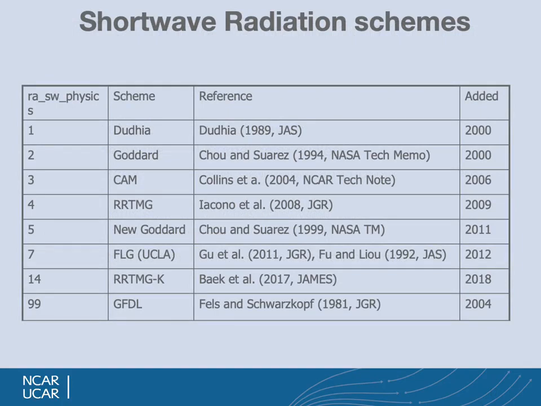This slide summarizes the schemes we have in WRF. Again, RTMG, the shortwave option, is probably the more popular one, but we also have a new Goddard scheme, which is in some ways faster. And there's RTMG-K, which is a Korean version of RTMG that adds some efficiency. But this summarizes the schemes.